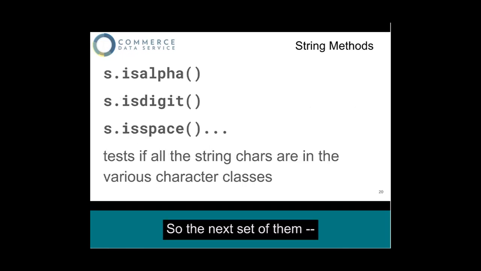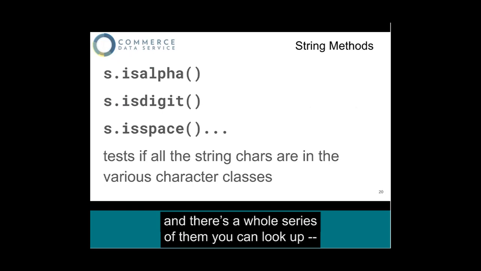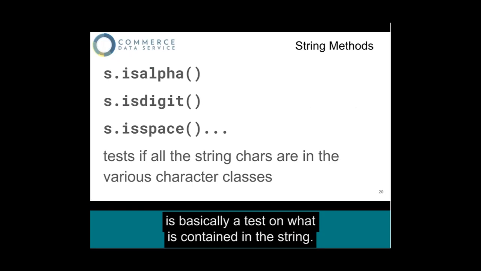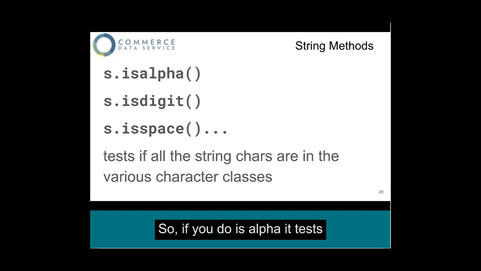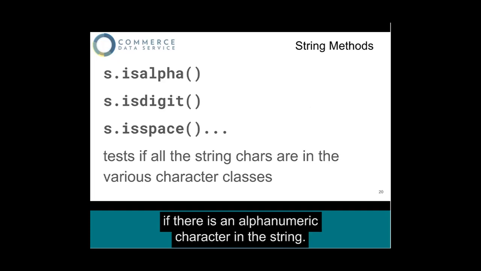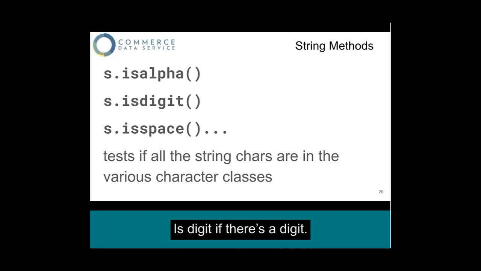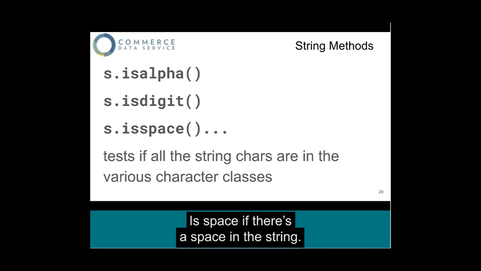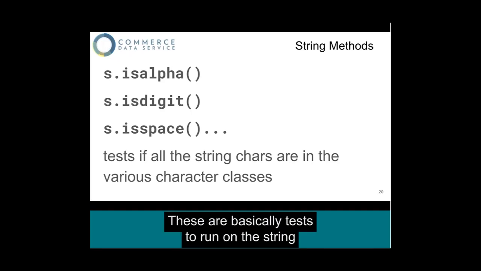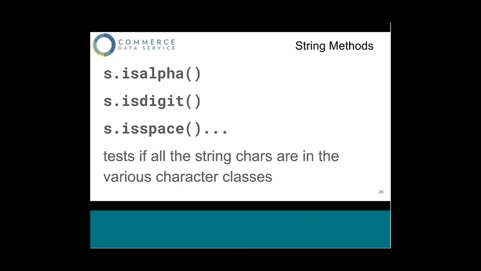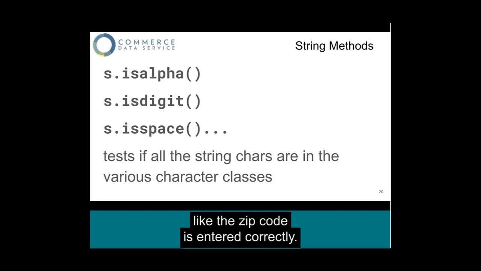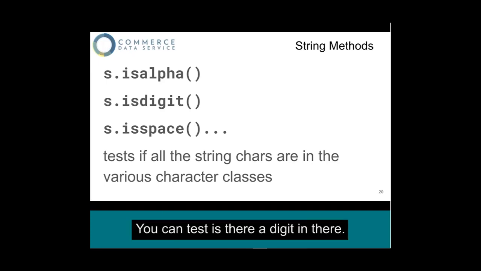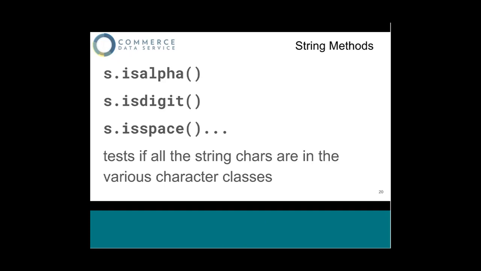So the next set of them, and there's a whole series of them you can look up, is basically a test on what is contained in the string. If you do is alpha, it tests if there's an alphanumeric character in the string. Is digit, if there's a digit. Is space, if there is a space in the string. These are basically tests to run on the string. If you're, say, trying to make sure that the zip code is entered correctly, you can test, is there a digit in there?